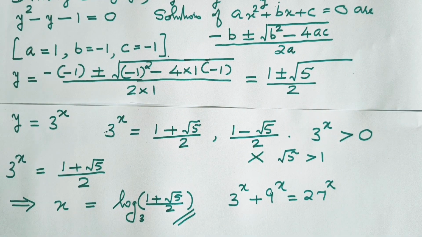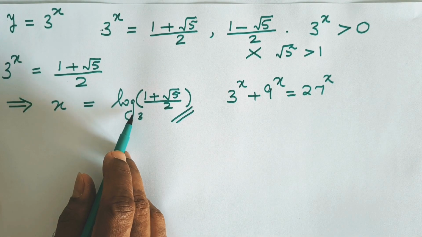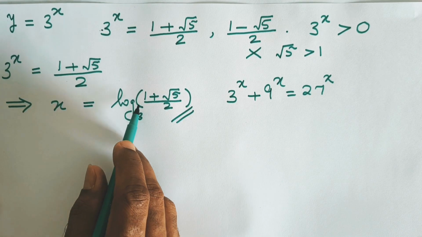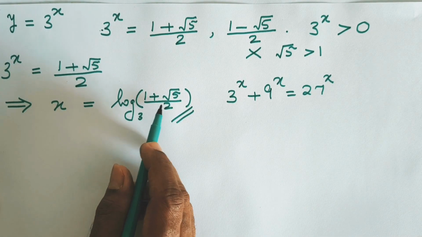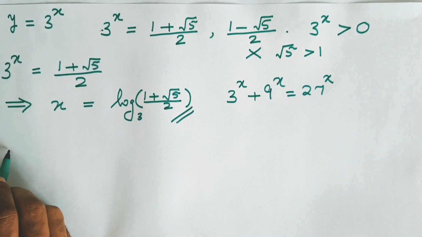Now, as you know, it's possible to verify whether the solution we have found out is correct. What do you do for that? Just plug in the value of x in the given equation and simplify both sides. You should get the same number. Yeah, we will do the verification part also. To verify, plug in x equal to this, that is logarithm of (1 plus root 5), the whole divided by 2 to the base 3 in the given equation. This is what you get.